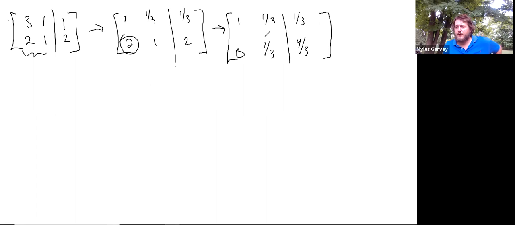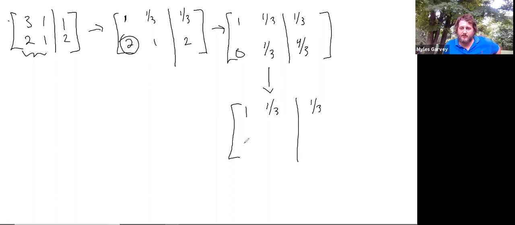Okay, now we need to convert this to 1. We do that by multiplying the whole thing by 3. So looking down on our next step, leave that as 1/3. Leave that as 1/3. Multiply the whole thing by 3. We get 0, 1, and 4.